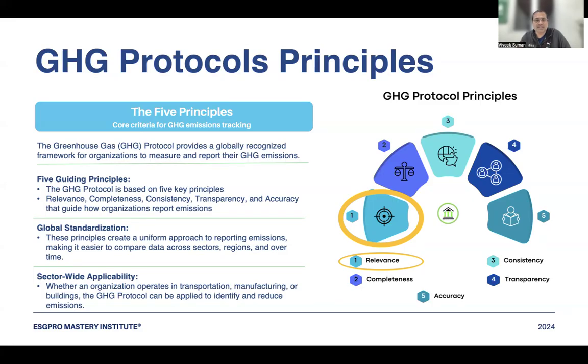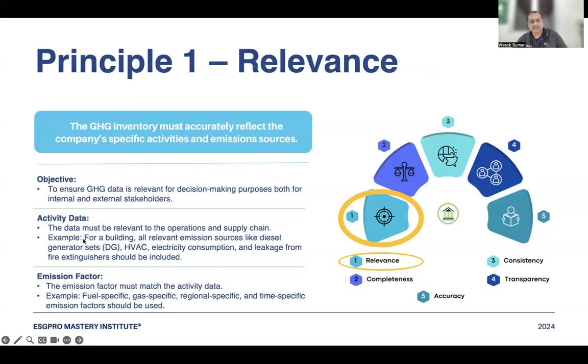Why these principles are important is listed on the left-hand side, where we have established that these five guiding principles are the ones on which the GHG protocol is based. It is a global standardization, and that's why everybody who reports under it follows it. This gives a uniform approach for reporting the emissions which I am calculating. Otherwise, uniformity will be missed. Let's take principle number one, relevance. The relevance objective is that it ensures the GHG data is relevant for decision making purposes.